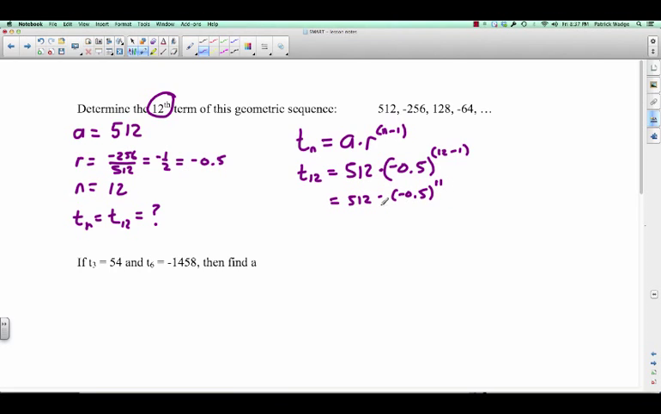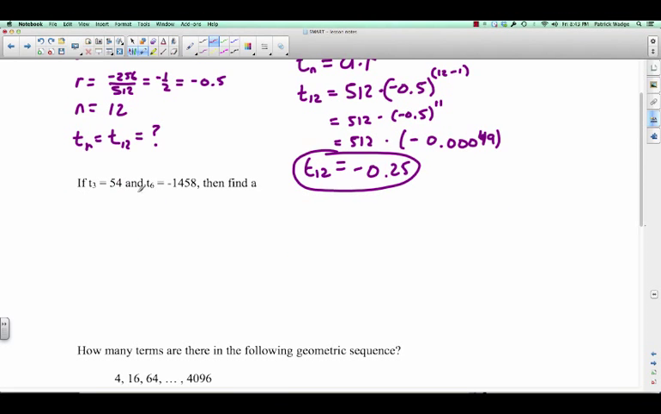Now be careful. You don't want to go 512 times this. You have to follow BEDMAS. You have to do the exponent first. So you would get 512 times negative 0.5 to the 11th power. Wow, you're going to need a calculator for that. And when you use a calculator, you're going to get something like negative 0.00049. That's a 4. And once you multiply that, you're going to get what T12 is, and it equals negative 0.25.